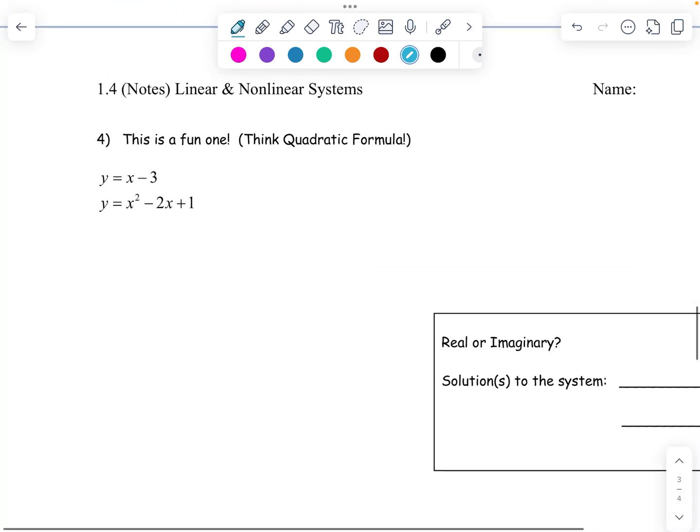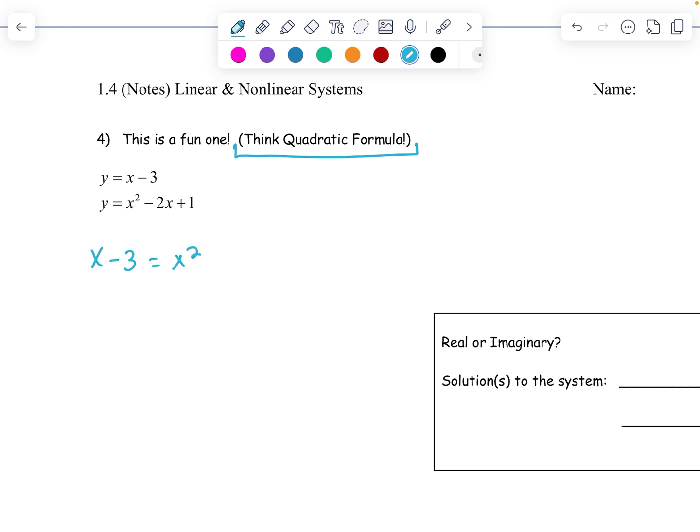Come down here, very, very similar question. This one, I'm just asking you to think about the quadratic formula because it doesn't factor. You could do completing the square if you really wanted to, but I always think quadratic formula is a little bit quicker. So when we go here, we're x minus 3 equals x squared minus 2x plus 1, right? I just took this x minus 3 and plugged it in. Set this equal to 0 so that we can use the quadratic formula. So I'm minusing the x and adding the 3. So that gives me 0 equals x squared minus 3x plus 4.